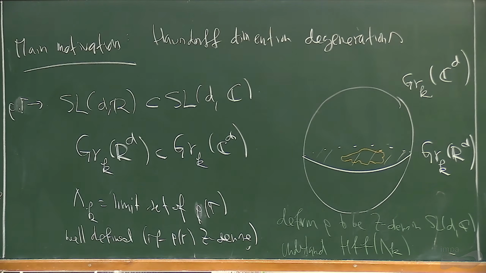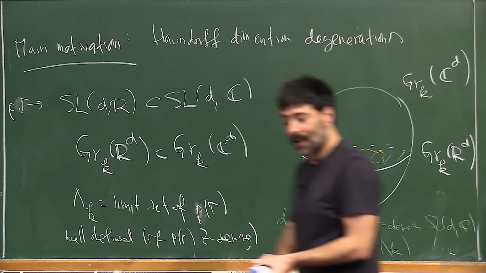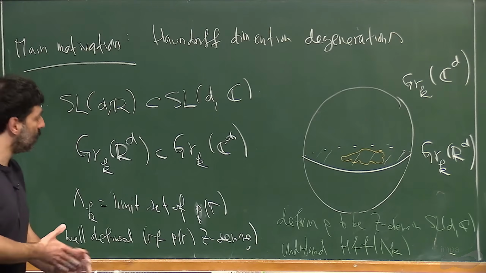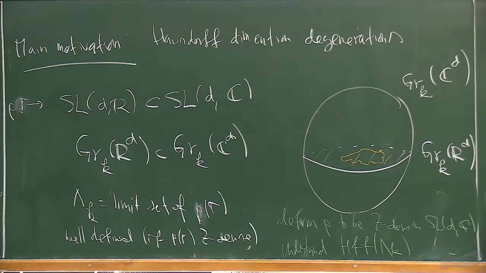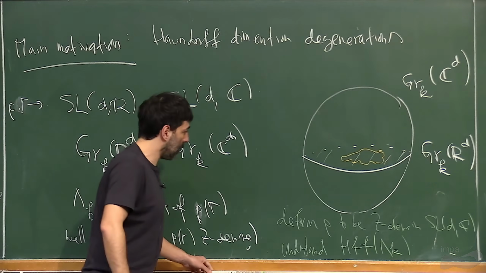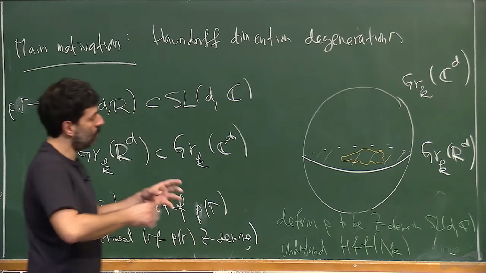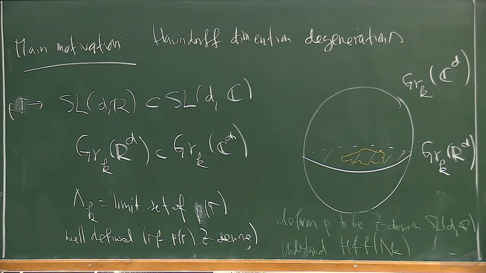Of course, in this generality, the answer is I cannot say anything at all. This is understanding the Hausdorff dimension of the limit set when d is bigger than 2. It's a very difficult problem, especially because the dynamics on the Grassmannian is not conformal. You send a ball to an ellipse, and this really complicates trying to determine the Hausdorff dimension using the dynamics of the group. This is really difficult.